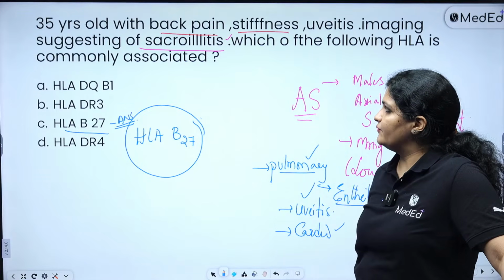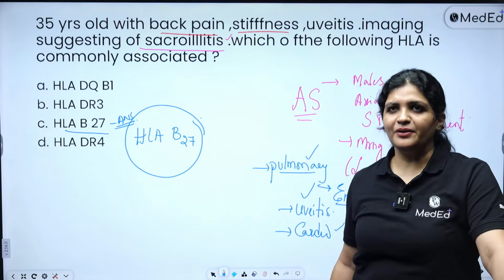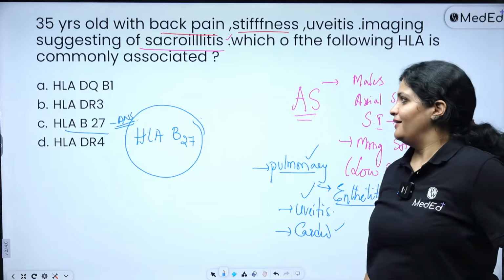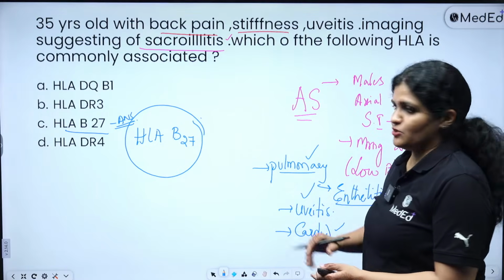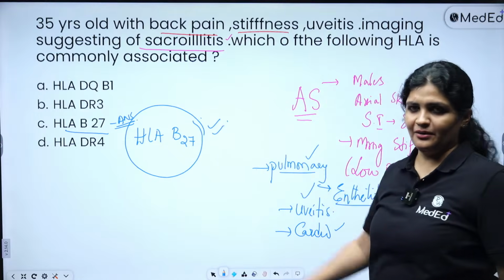HLA-DR3, DR4, B1, you should answer. You mean you are better than me, right? You keep reading all the 19 subjects. So I am only associated with ankylosing spondylitis. So the answer here is HLA-B27.